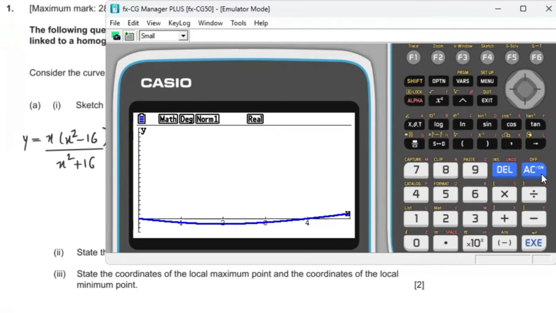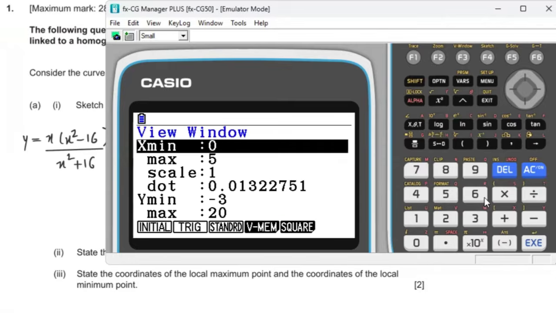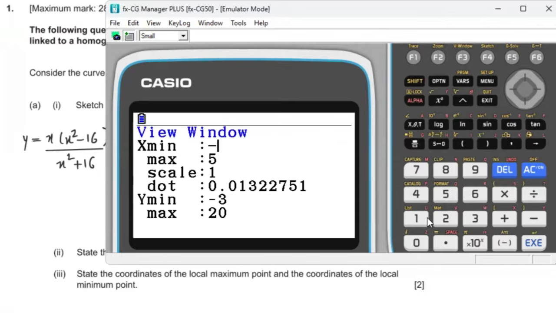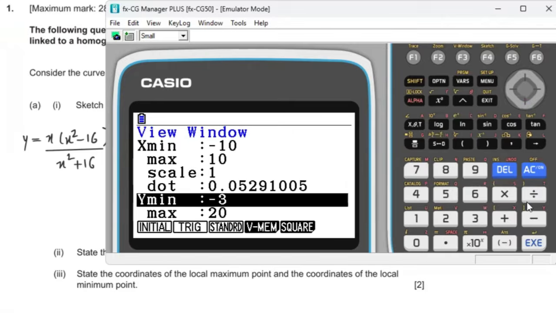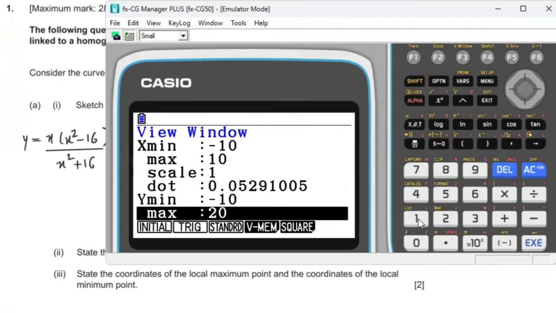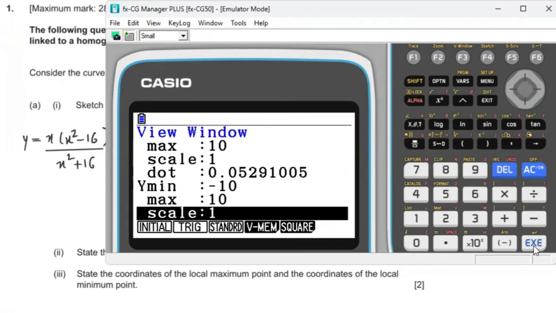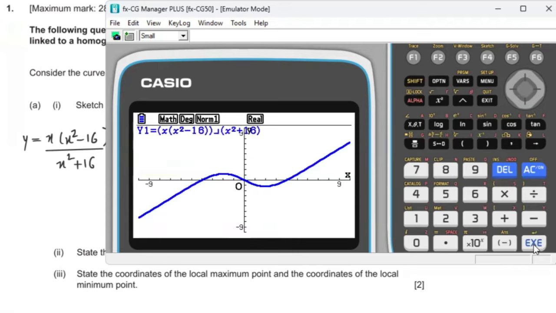So I need to set my viewing window. The domain is given as negative 10 to positive 10, so I can set it from minus 10 to 10. Again, it doesn't matter. Let's see how the graph looks. Okay, so this is what the graph looks like. That's wonderful. I need to sketch it now.